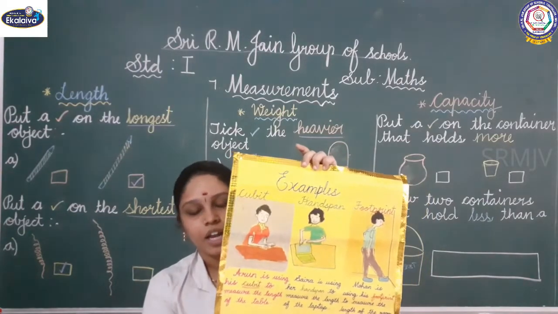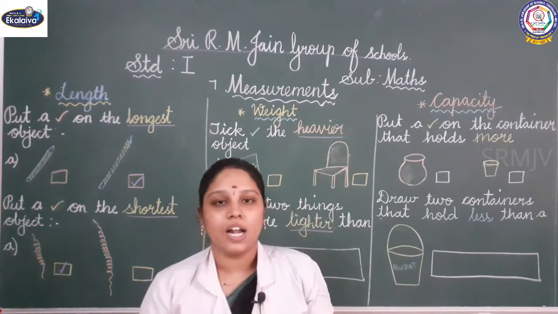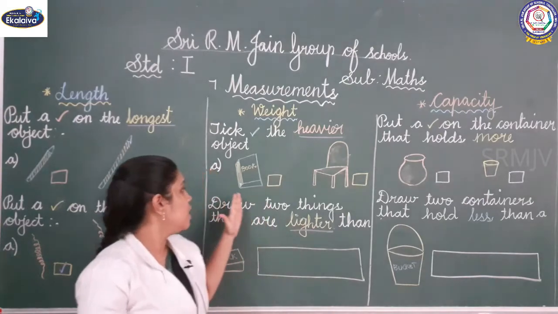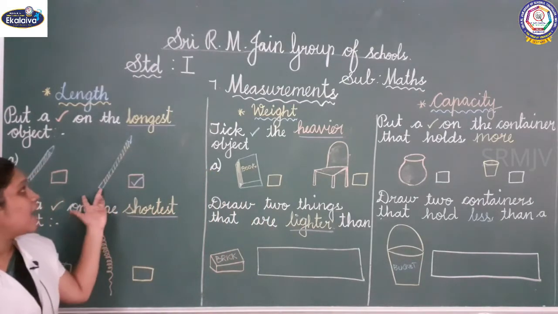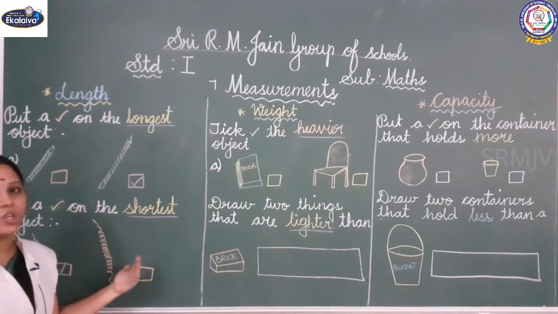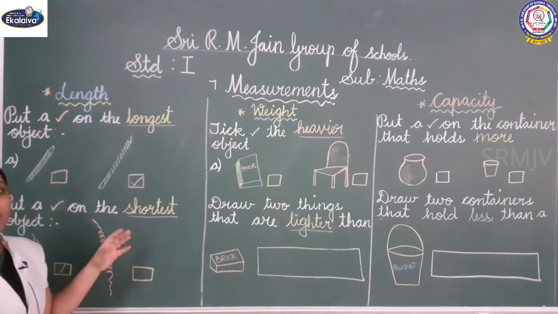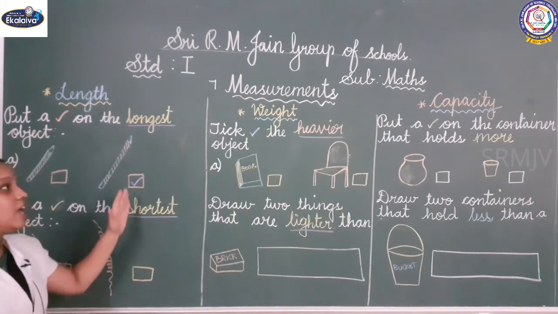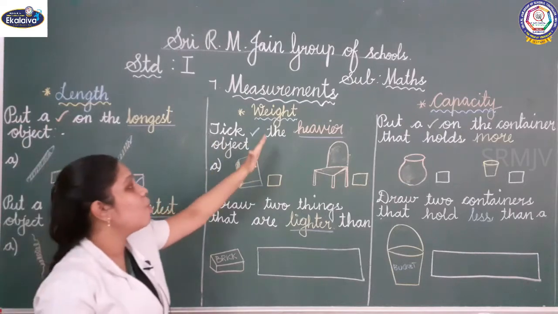Okay, can you understand this? This is the topic length. In this we have compared two things and seen the longest one and the shortest one, and the measuring tools of length. Next we are going to see the weight.